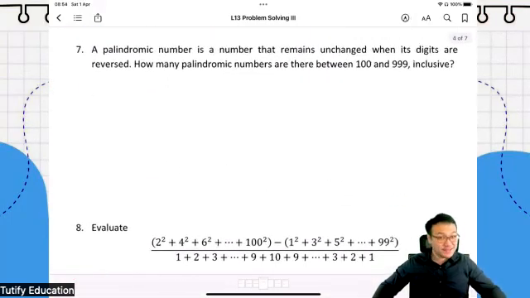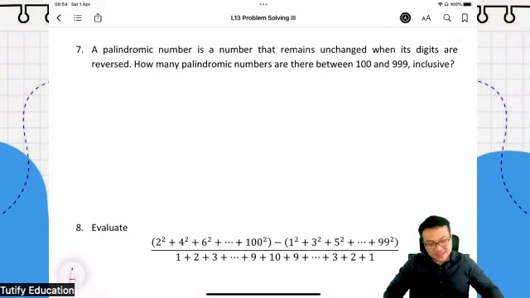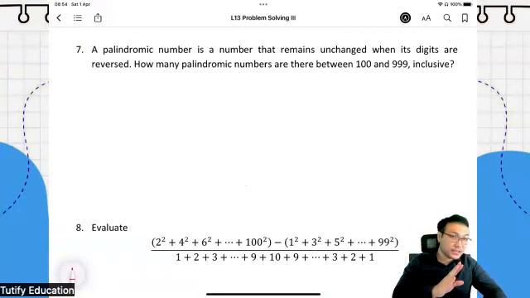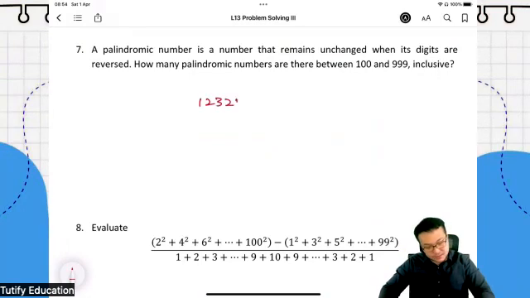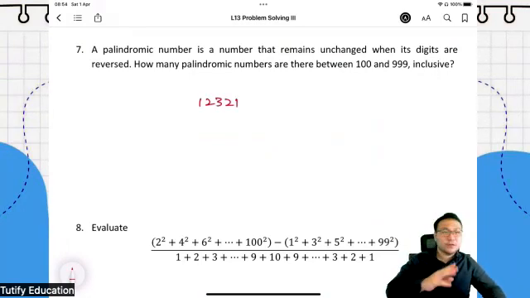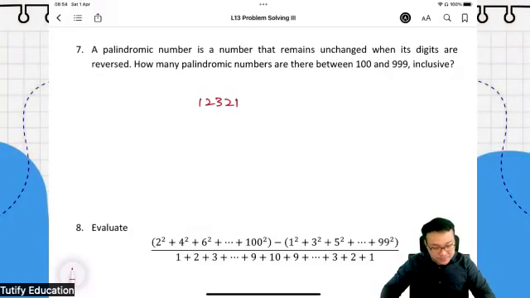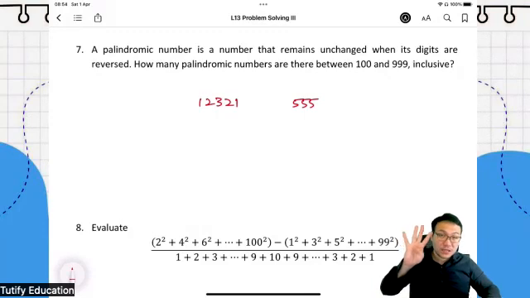A palindromic number. A palindromic number is a number that remains the same even if you read it from left to right or from right to left. For example, this number, no matter whether you read from left to right or right to left, is the same. For example, this number, you read it from left to right, right to left, is the same. Everybody, can you give me an example of a 4-digit palindrome number now? Type it in the chat.